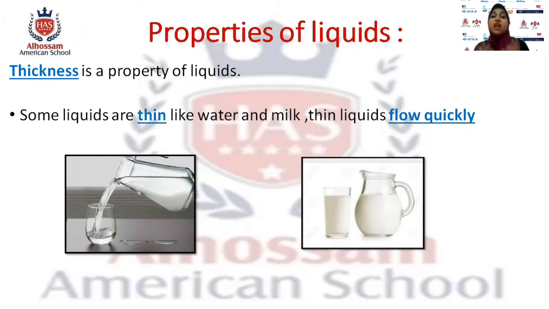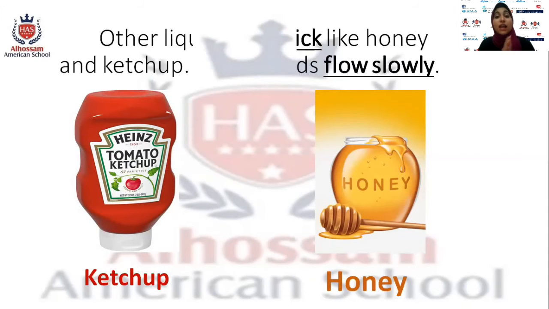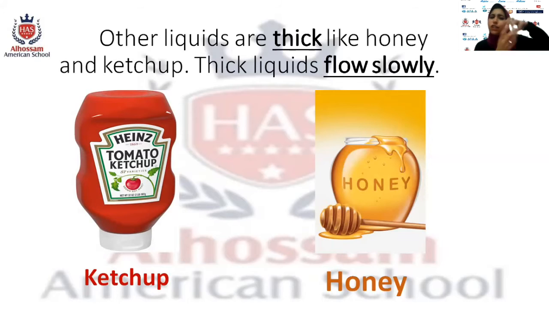Some liquids are thin, like milk and water. They can flow quickly. There is no need to make an effort when you pour water or milk from something to another thing. So the thickness of milk and water is thin. But other liquids are thick, like ketchup and honey. When you pour a cup of honey, you will make an effort to pour it from something to another because it's thick. So thick liquids like honey and ketchup flow slowly.